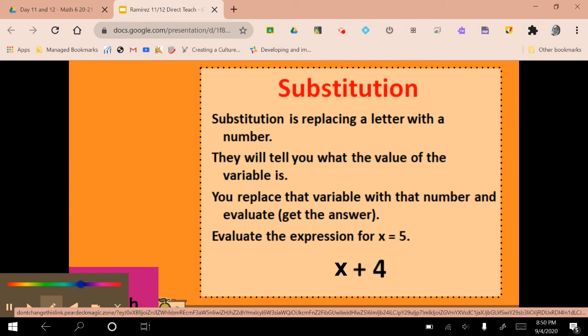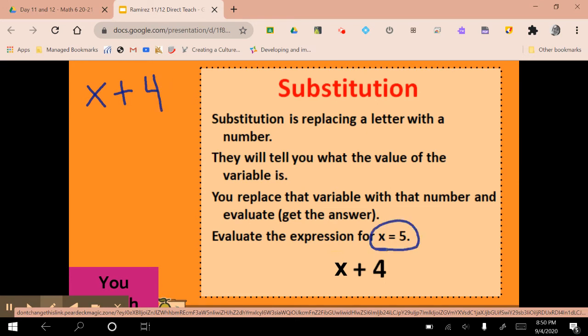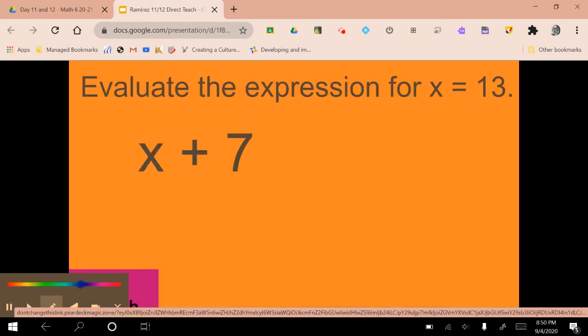So we're going to evaluate the expression for x equals 5. My expression is x plus 4. This is telling me that x is equal to 5. So instead of writing x again, I'm going to replace it with 5. So I'm going to write 5 plus 4. 5 plus 4 is 9. So I evaluated, I got the answer. My answer is 9.